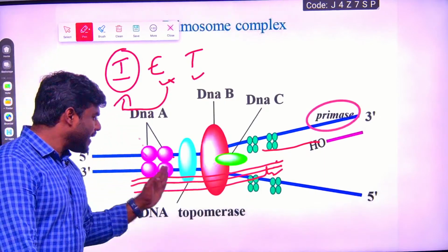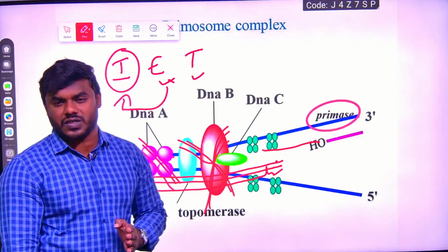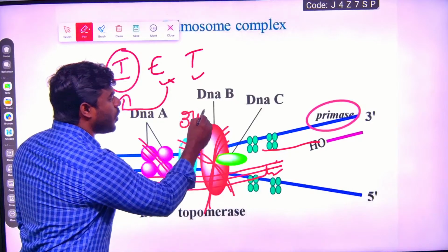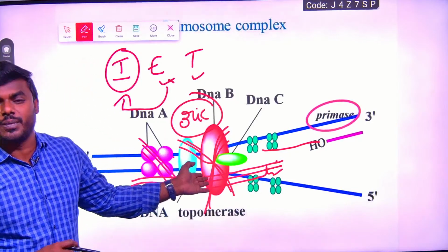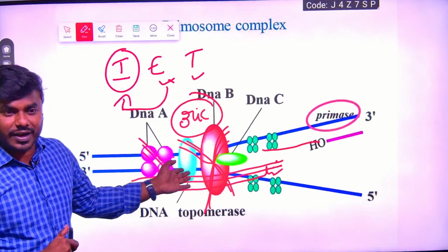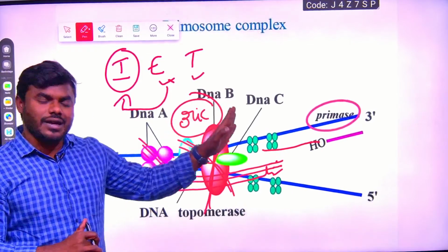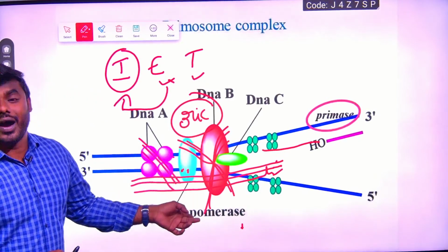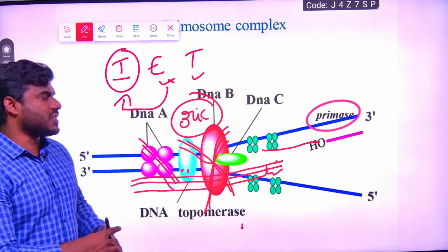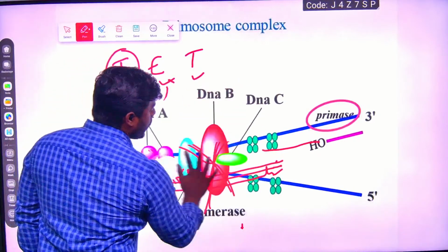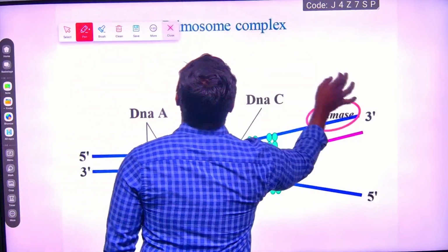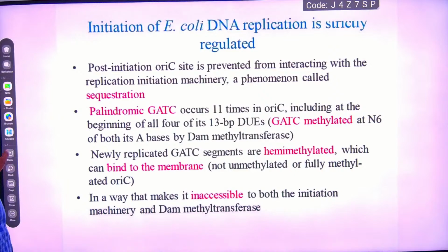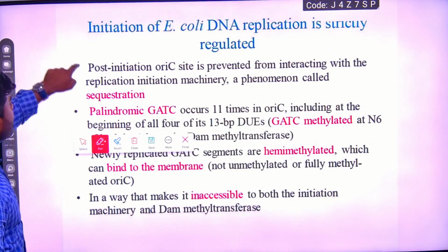Now inhibiting every enzyme activity is a complex process, correct or not? Instead of that, if I just block the oriC, the entire enzymes will become inactive. I hope everyone is getting my point correctly. Instead of blocking the entire enzymes' activity, we are just blocking the oriC, right? So this process we call sequestration. What is that? Okay, no point of getting confused. So easy. First time only we feel confused. Okay, so understand all of you.